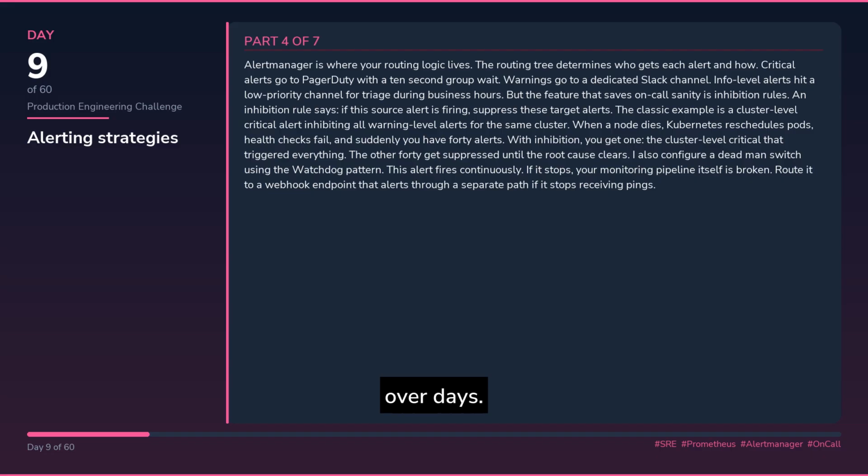I also configure a dead man switch using the watchdog pattern. This alert fires continuously. If it stops, your monitoring pipeline itself is broken. Route it to a webhook endpoint that alerts through a separate path if it stops receiving pings.